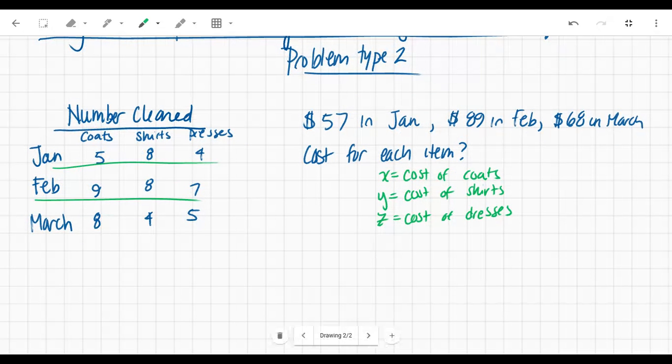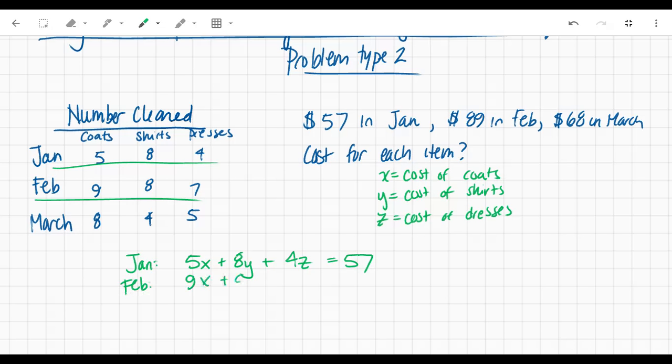So in January, we will have 5x plus 8y plus 4z needs to come to $57. In February, 9x plus 8y plus 7z comes to $89. And in March, 8x plus 4y plus 5z equals $68.